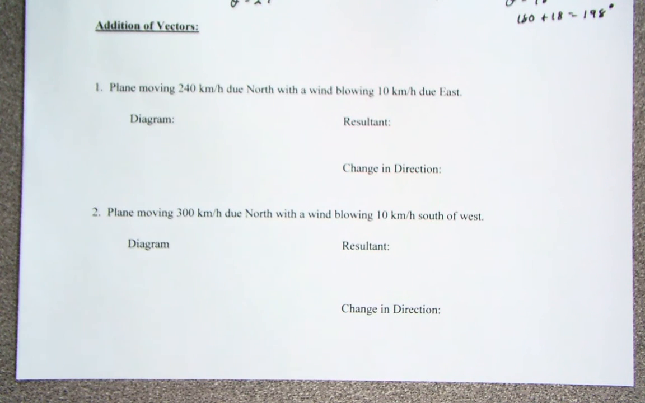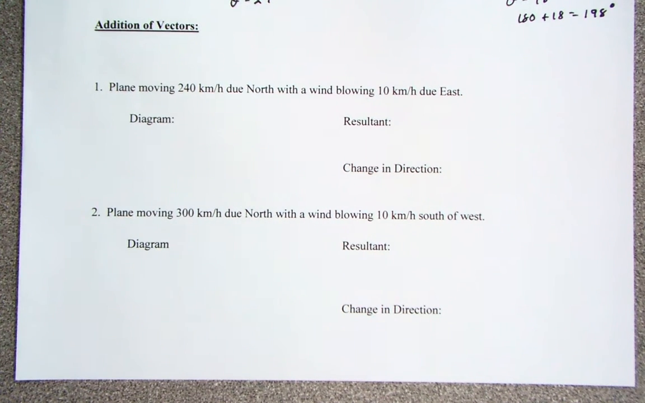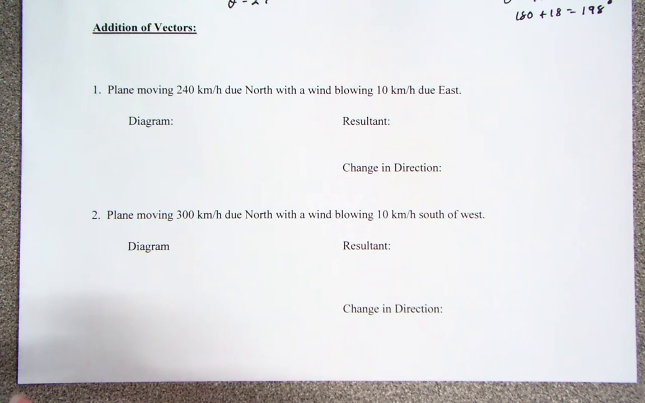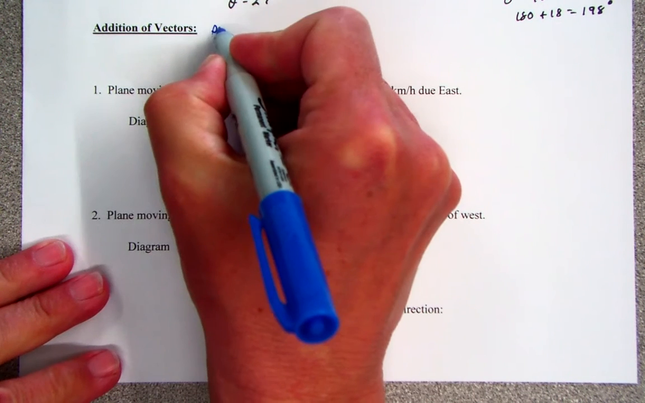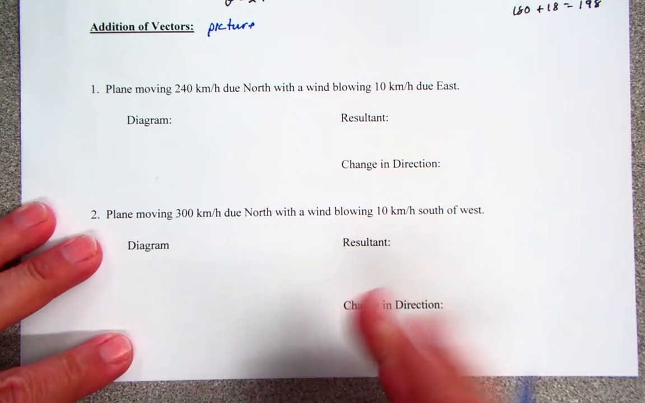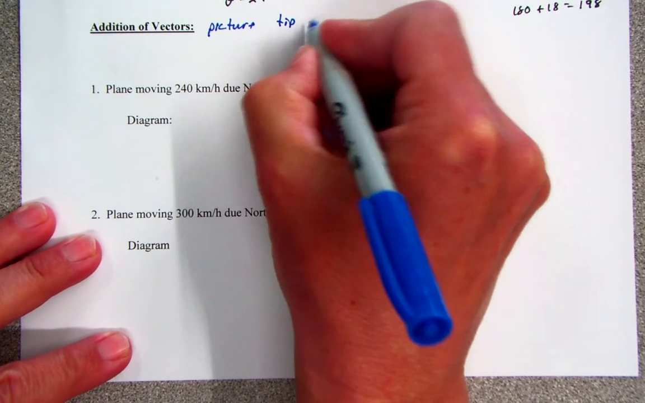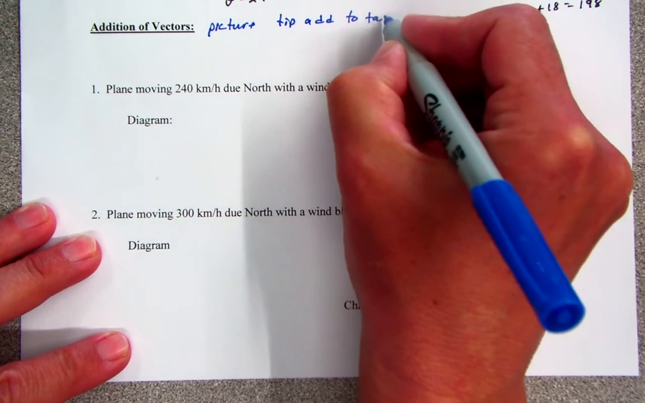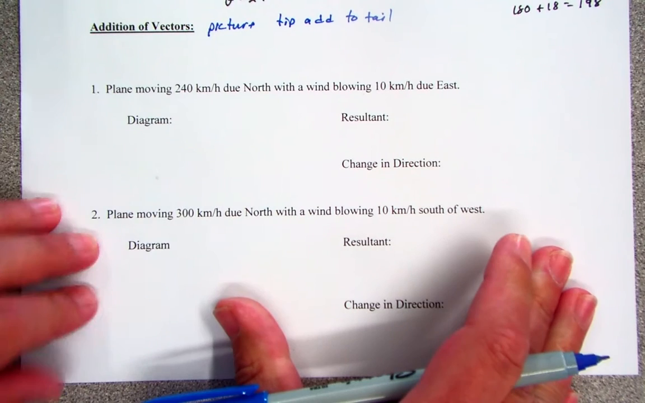So now we're going to add vectors together, and really what you're doing is constructing a picture. It's nice because you can see what's going on. It's not so abstract. So we're going to make a picture of what it looks like when you add vectors. And when you add, we're going to take the tip and add it to the tail. So what does that look like?